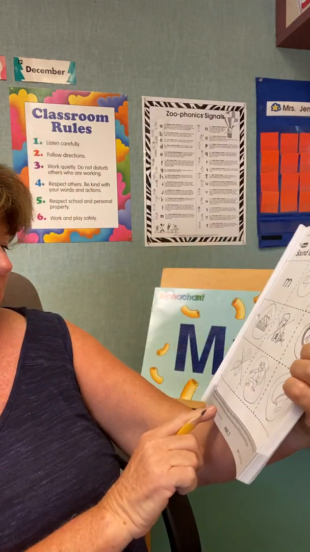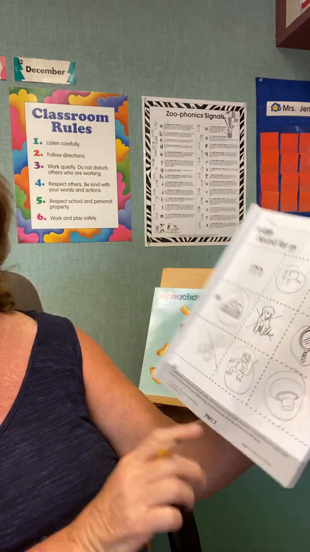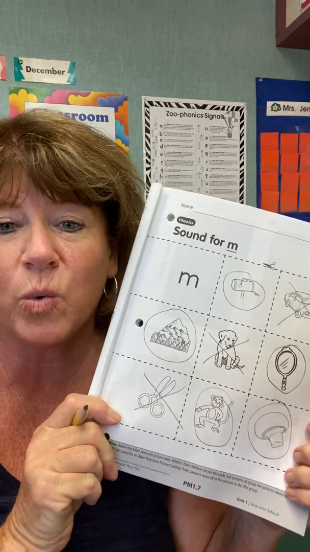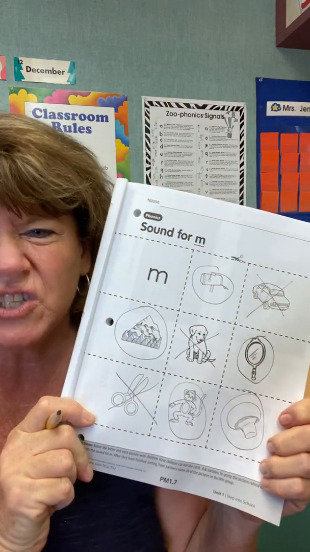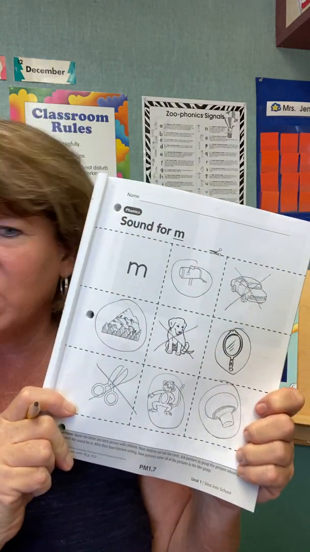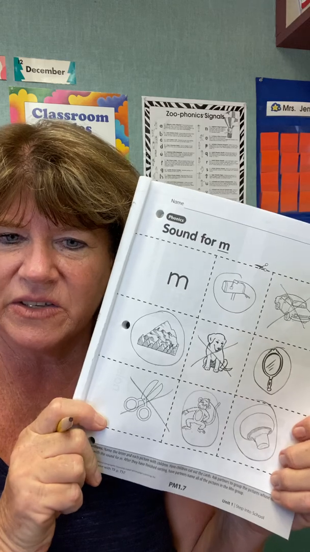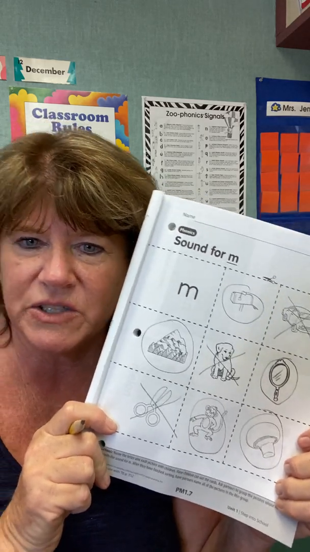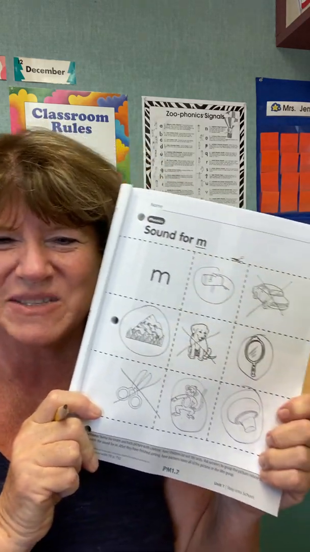Now, parents, the directions I believe might say to cut these out. Oh yeah, what it says is to cut them out and work with a partner, but I think it's better to just do it this way. If they want to cut them out, it's okay, but then you have all these little pieces. What do you do with them? So I think it's better to do it this way.